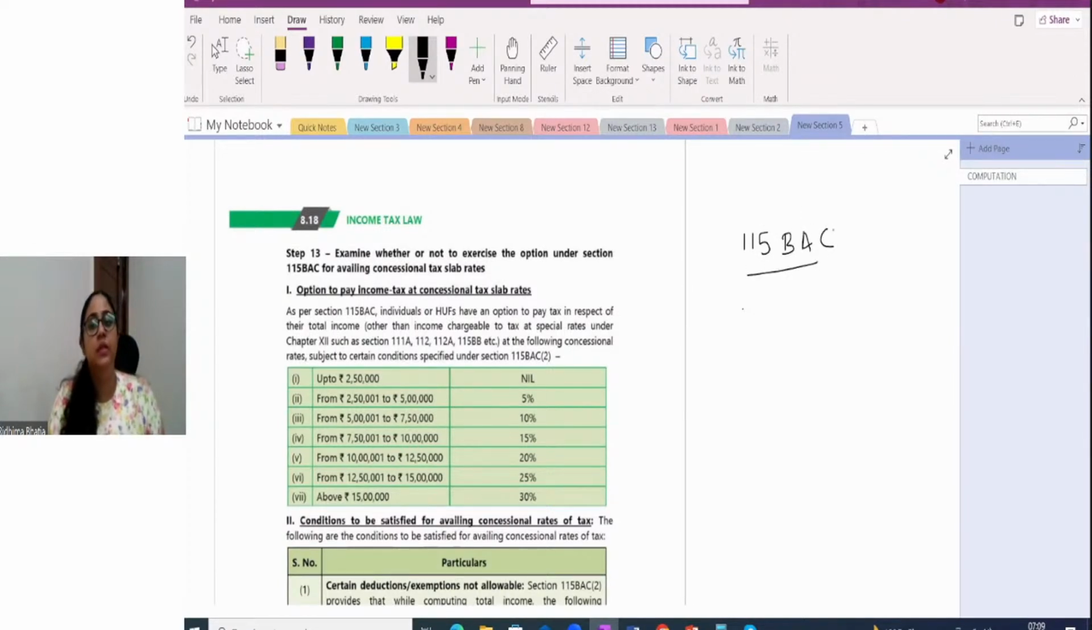In Finance Act 2020 this section was introduced. For the past 4-5 years, the rates of tax, if you see the slab rates, have not changed. They are the same: up to 2,50,000 no tax, 2,50,000 to 5 lakh 5%, 5 lakh to 10 lakh 20%, and 10 lakh above 30%.